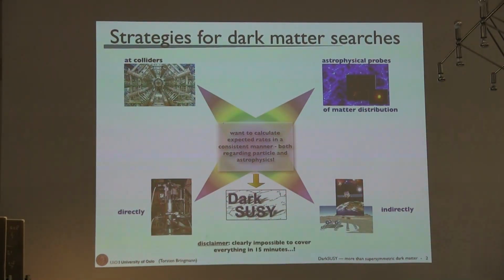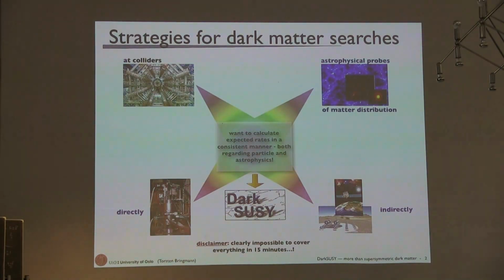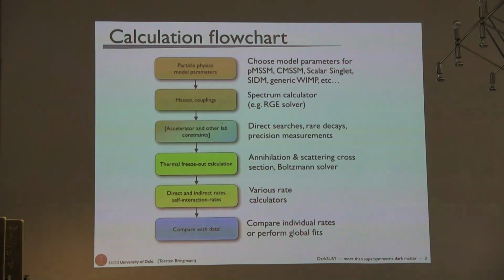I definitely can't do everything here. The typical workflow is that you start with your particle physics parameters. You define a model. It can be a different model defined by some number of parameters. Then from the Lagrangian input parameters, you want to calculate the actual masses and couplings that are relevant in the model. That can be arbitrarily complicated or simple, depending on the degree of sophistication you want to use. And then you want to calculate the correct dark matter abundance and rates. And in the end, of course, you want to compare to data.